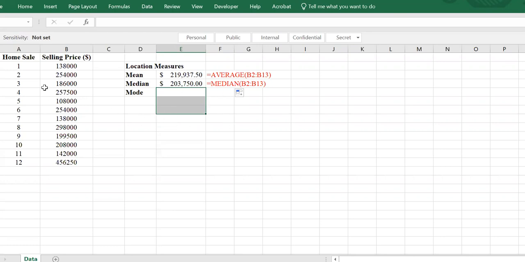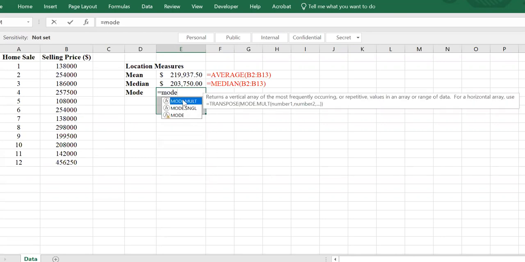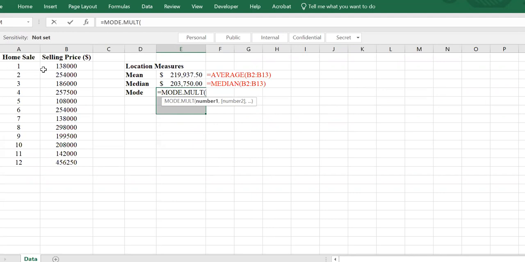I'm imagining there can be up to 3 modes in my data set. So I select 3 cells, start typing mode dot multiple, MODE.MULT, and then the data set, and then Control Shift Enter or Command Shift Enter. As you can see, it gives me 2 different values and an error at the end. So this will tell me that there are exactly 2 modes in this data set.